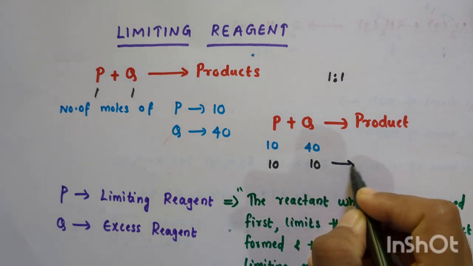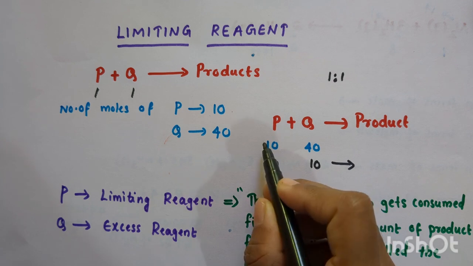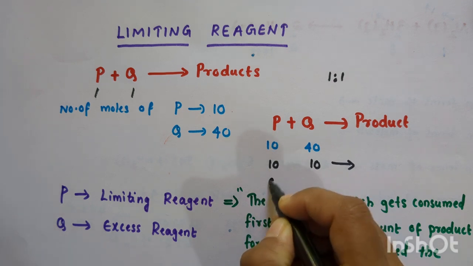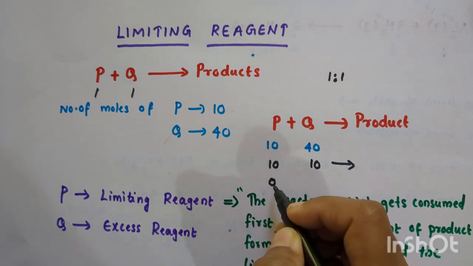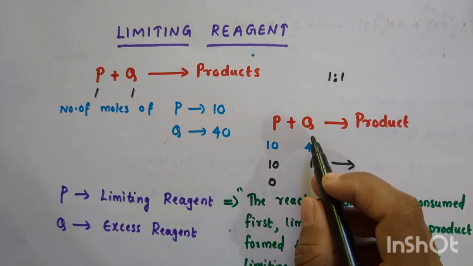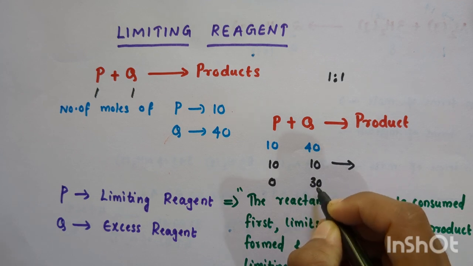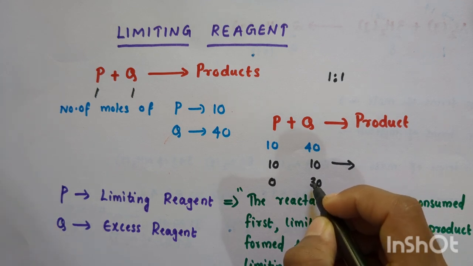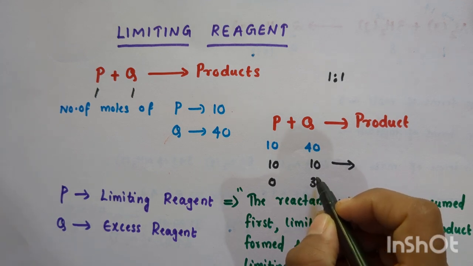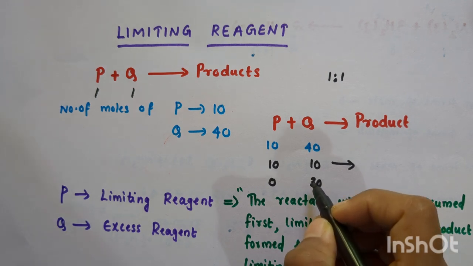and it gives the product. So you see, 10 moles of P is consumed, so nothing is left for P, that is, it is 0 moles now. And 10 moles of Q is consumed. But here we have 40 minus 10, which is equal to 30 moles left for Q. So the remaining moles of Q is equal to 30. So this 30 is actually the unreacted moles.